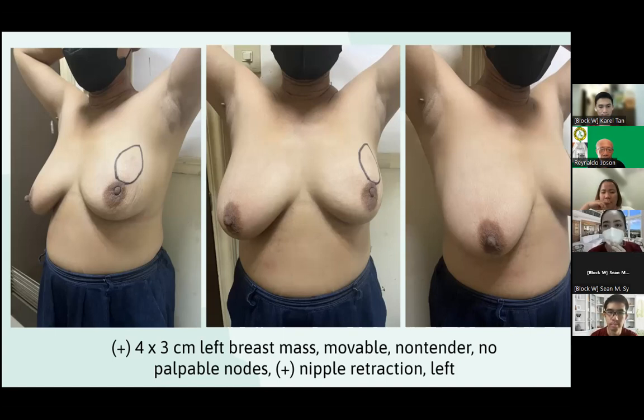Any other concern? Sir, based on your experience po, sir, which do you prefer po? To do FNAB po or core needle biopsy na lang po kagad? Okay.